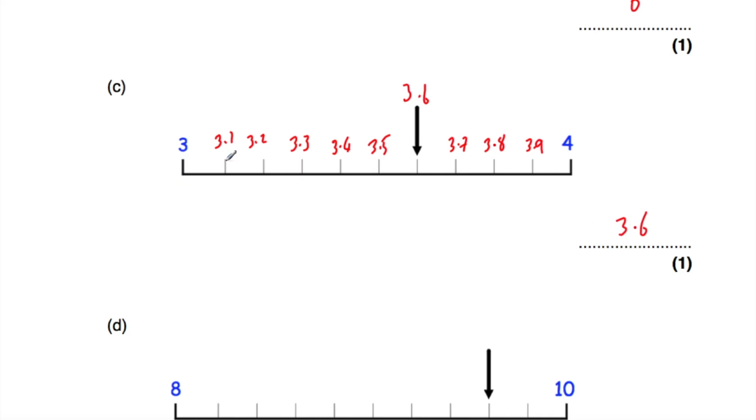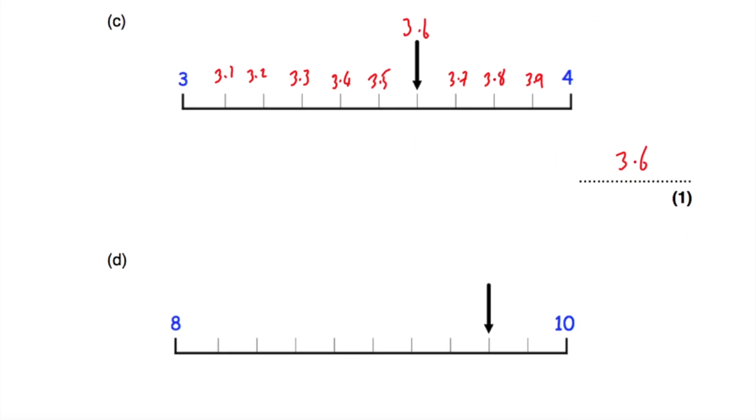And that's it. Again, you can say to get from 3 to 4, it's getting bigger by 1, and there's 10 steps, so 1 divided by 10 is 0.1, so it's getting bigger by 0.1 each time. Okay, let's look at our next part, part D.